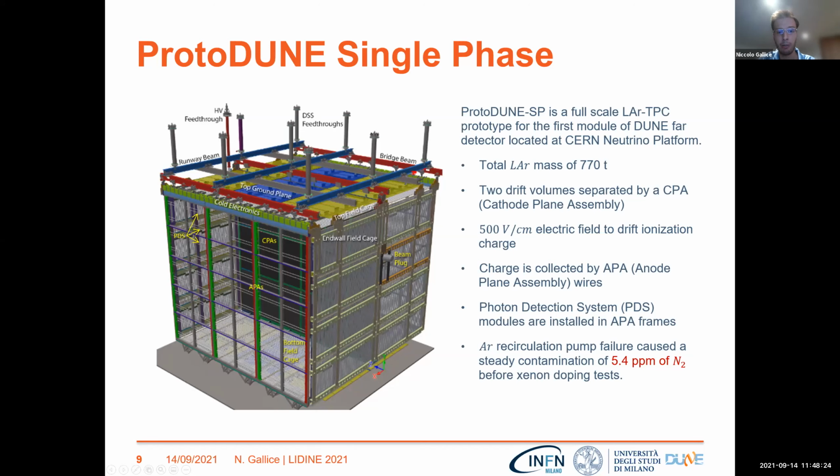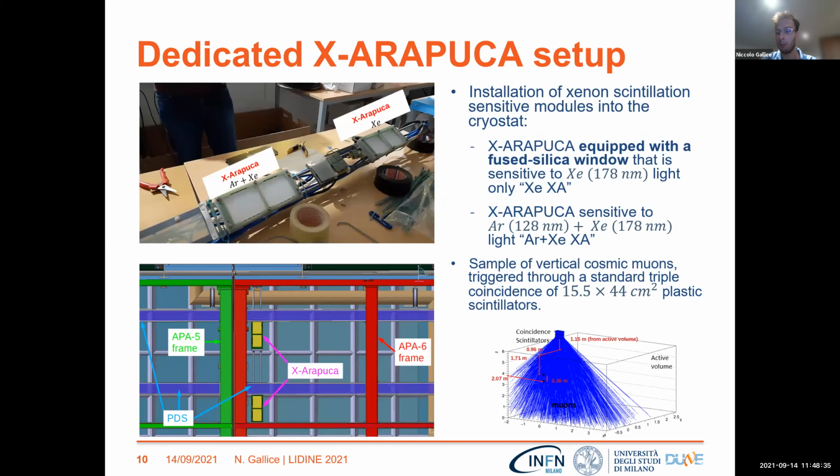Unfortunately, an argon recirculation pump failure caused a steady contamination of 5.4 ppm of nitrogen before the xenon doping tests. To perform a complete characterization of this test, we inserted a dedicated X-ARAPUCA setup that consists of 2 modules. One is an X-ARAPUCA that is equipped with a fused silica window that is sensitive to only xenon light, called xenon X-ARAPUCA, and the second one is sensitive naturally to both argon and xenon light. This is called argon plus xenon X-ARAPUCA.